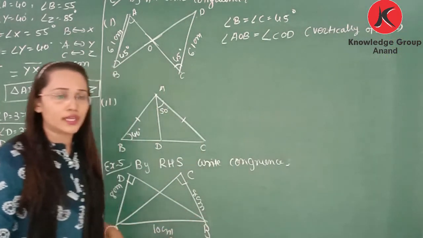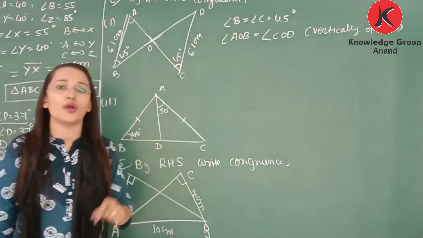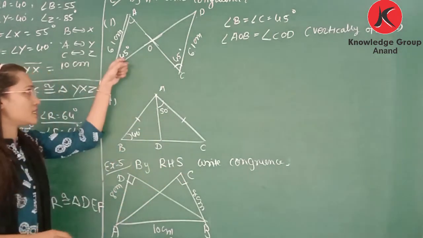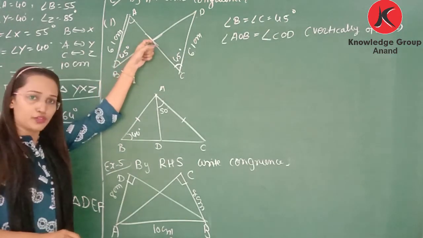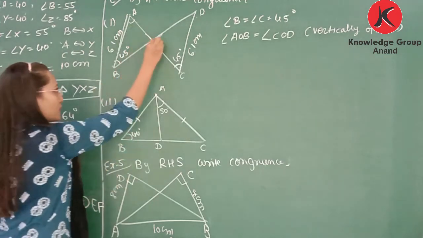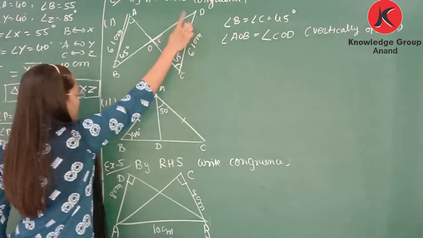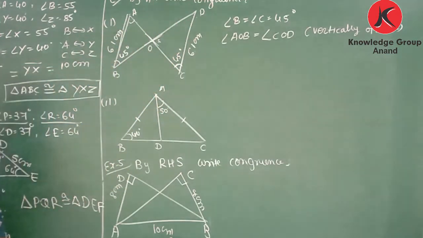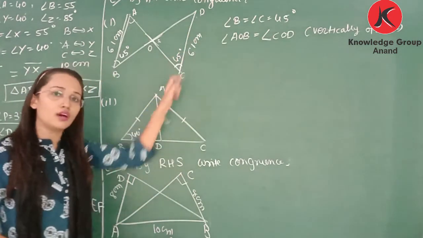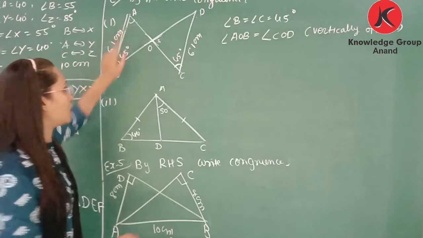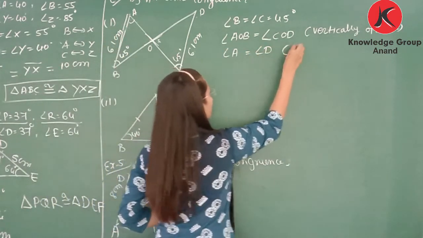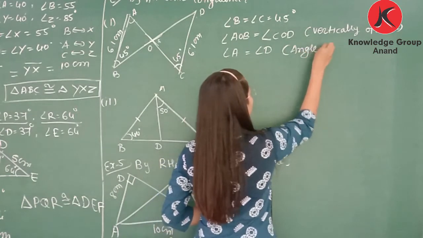Now as we learned, if in a triangle two angles are equal, the third angle is also equal. If you consider this as 40 and this as 50, what will be the third angle? This is 90, and if this one is 50 and this one is 40, the angle is also 90. So if in a triangle two angles are equal, the third angle is also equal. So angle A will be equal to angle D using angle sum property.